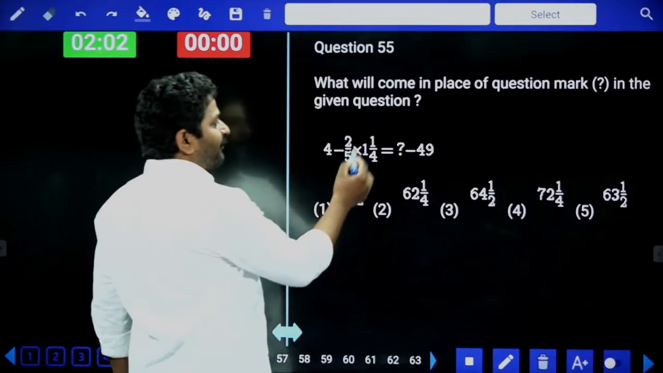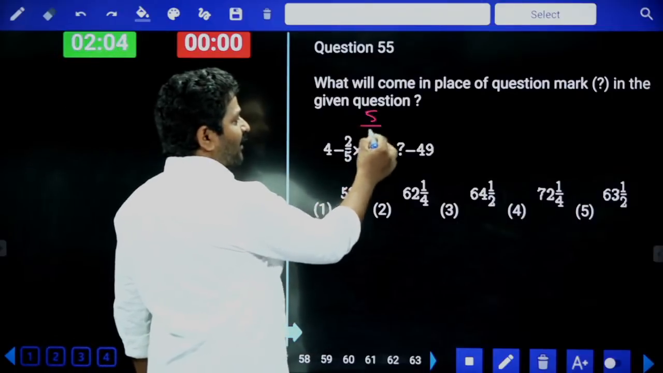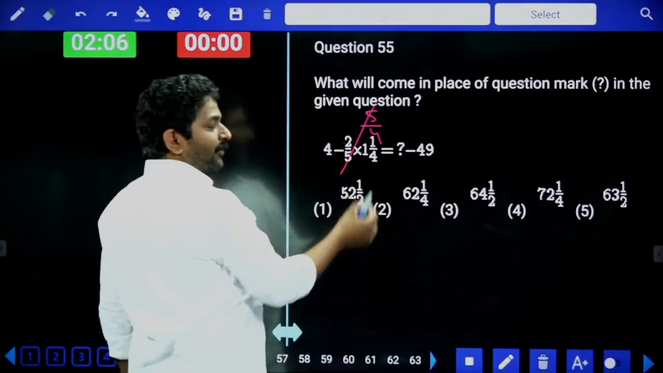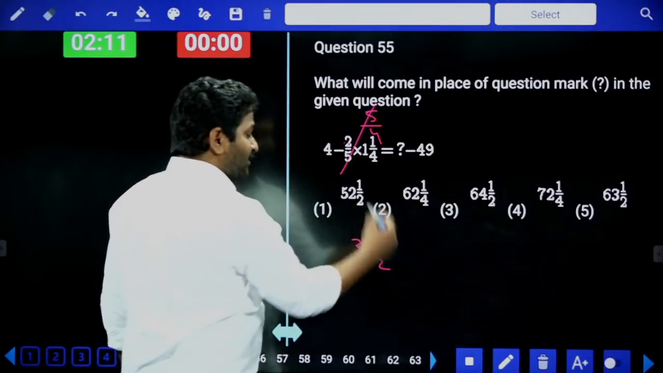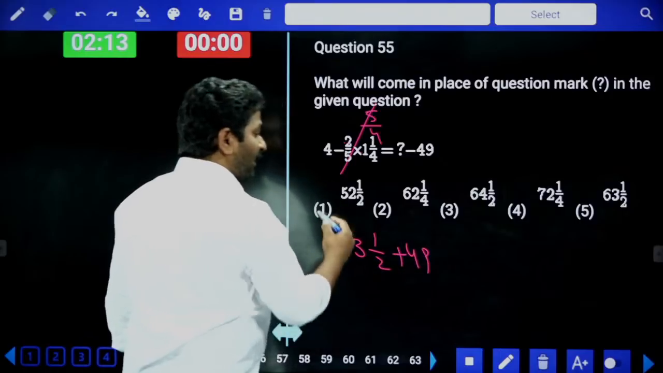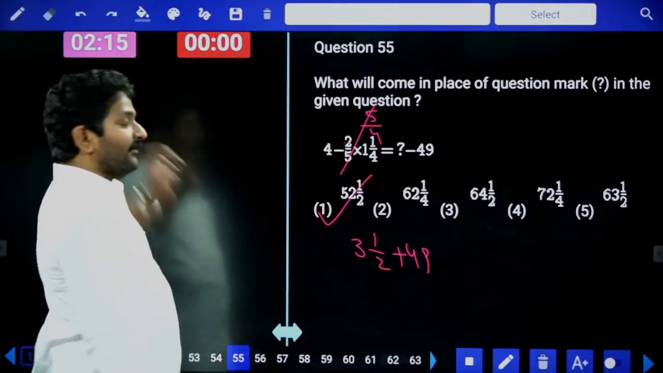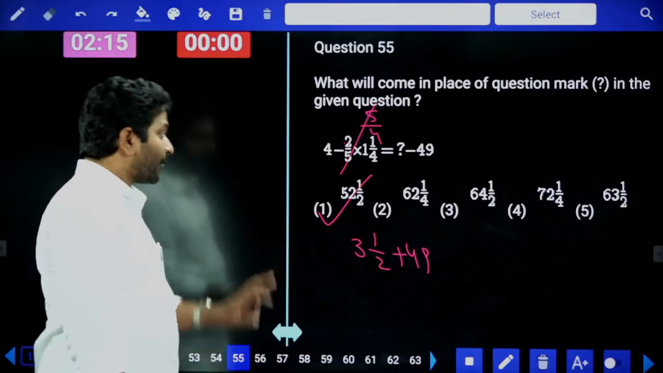Yes, 4. 2 by 5 into 1 1 by 4, we can write it as 5 by 4. 5 5 cancel, 2 by 4 is half. 4 minus half, 3 and half. 3 and half minus 49 will come to left hand side, plus 49. Answer is 52 and half. First option is our final answer.